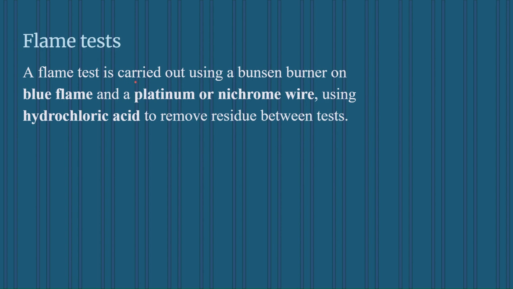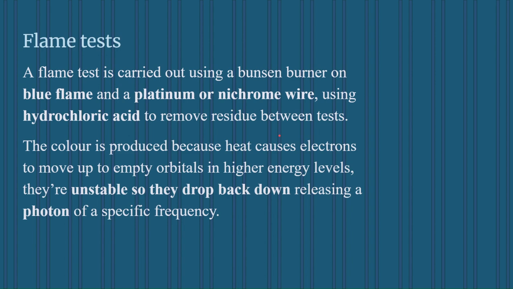Flame tests. That's carried out using a Bunsen burner on a blue flame, so that you can see the colour. And you've got to use a platinum or nichrome wire. Doesn't matter which one, platinum's more expensive but also more effective. And that's so that it doesn't affect the colour produced. And you use hydrochloric acid to remove residue between tests, if you don't want your old chemical to affect your new test. And the colour is produced because the heat causes the electrons to move up to empty orbitals at higher energy levels. So you've got your energy levels here, that's how they look.